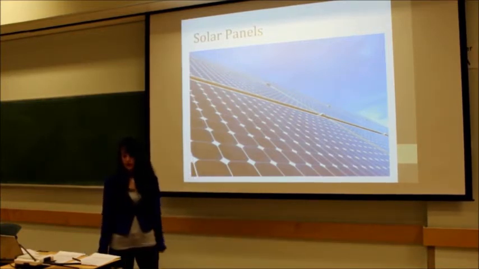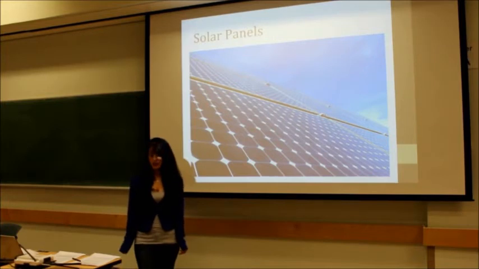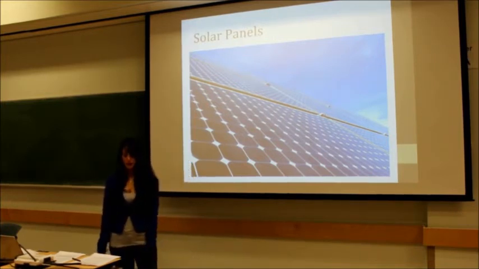Each of these panels is wired into an inverter that converts the power from DC current into AC current. This power can either be used immediately with a grid entity or stored in a battery for future use.